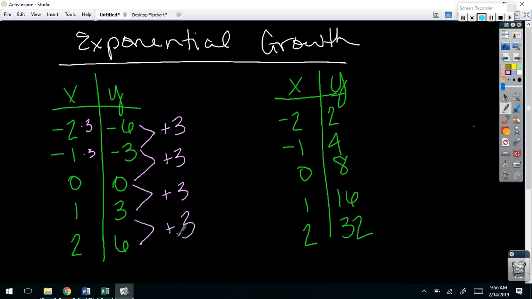Yes, Aiden. All the y's to get to the next one are being multiplied by 2. Do you see that difference? Even though my x's are increasing by 1 each time just like the other, look how quick this is going up and growing. That's what we call exponential growth.